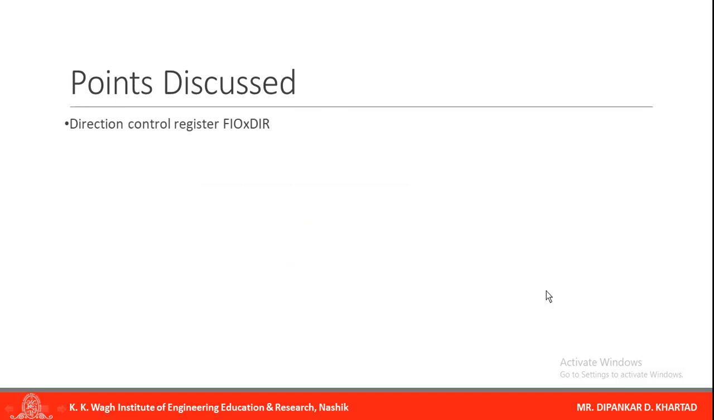So up till now we have discussed the direction control register, that is FIOXDIR. In this we have seen two ways. One is the masking way and another one is left shift. And the second register we have discussed is the mask register. So let's move on to the next video.